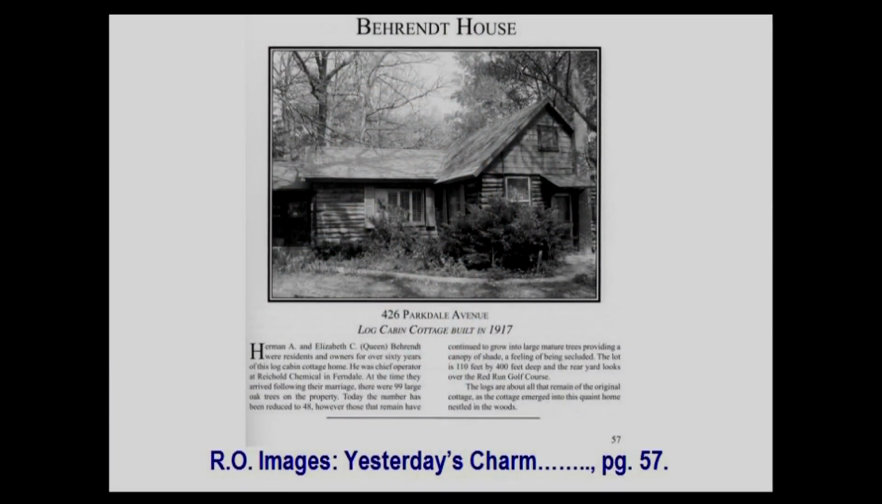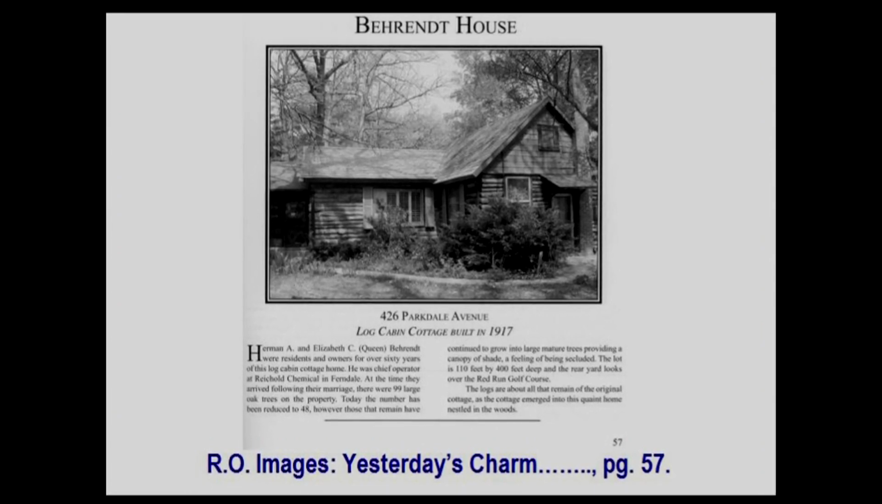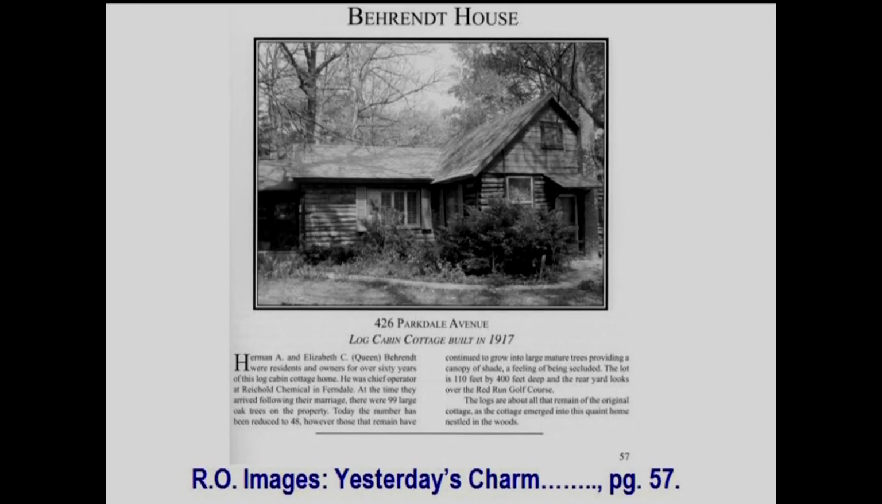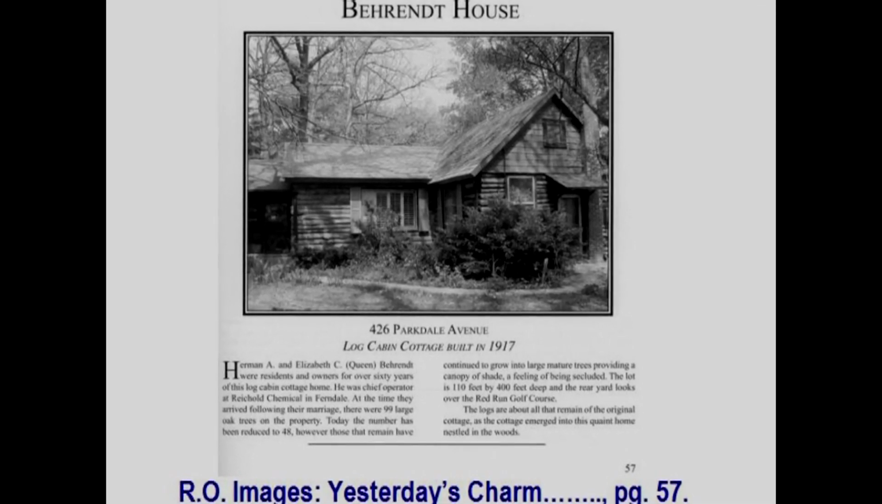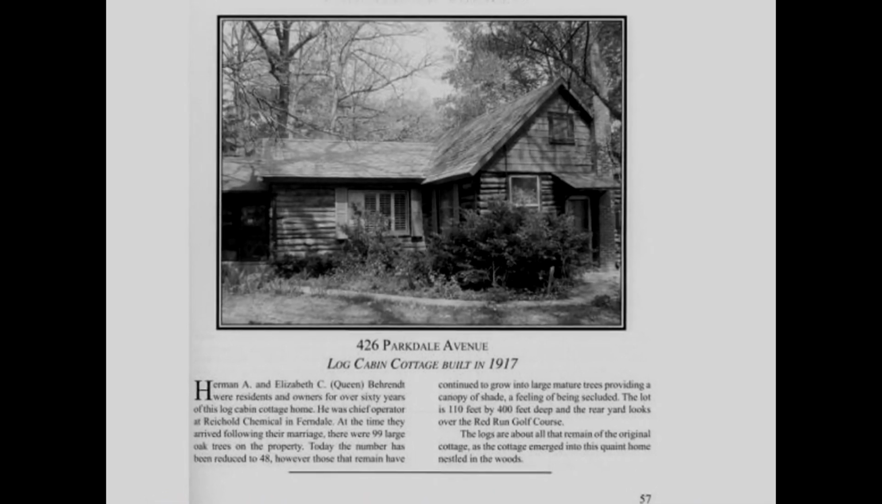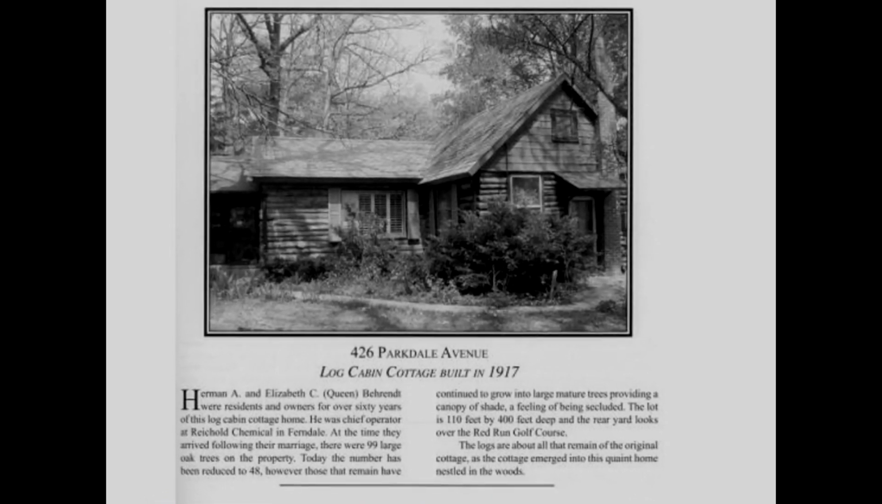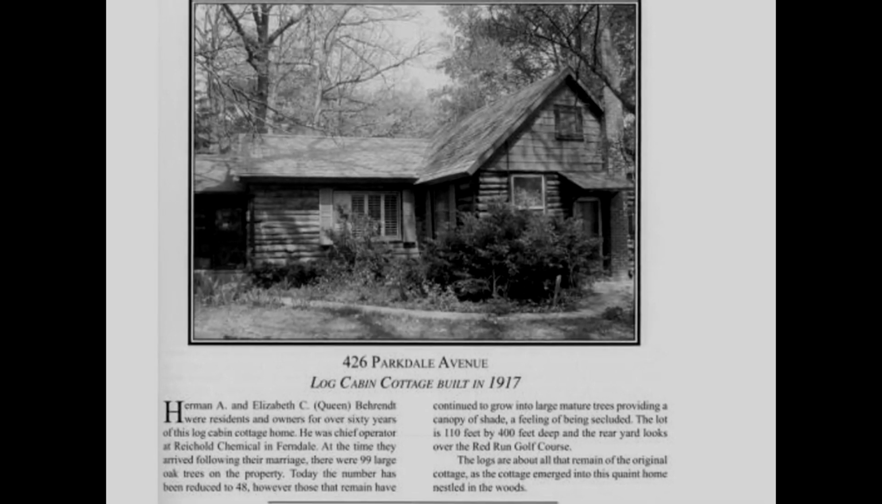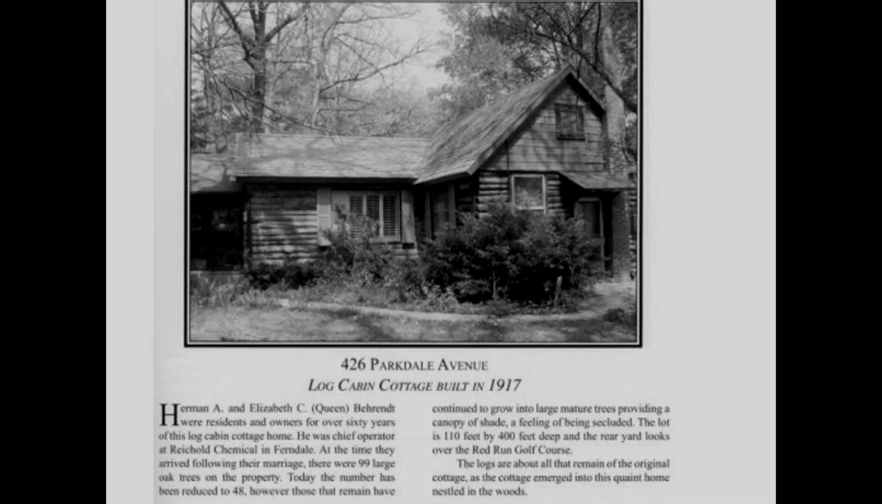This is the picture of the Barrent House that's on Parkdale Avenue. It's actually a log cabin cottage built in 1917. It's not so easy to see, and you might be surprised that there is actually a log cabin in Royal Oak. It is still there, but it's a little off the road, so you have to look carefully.